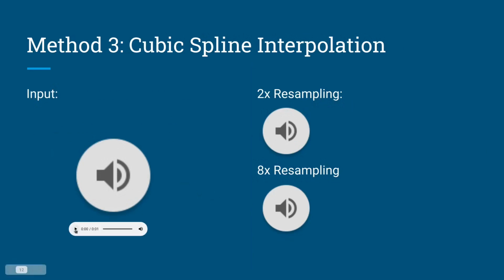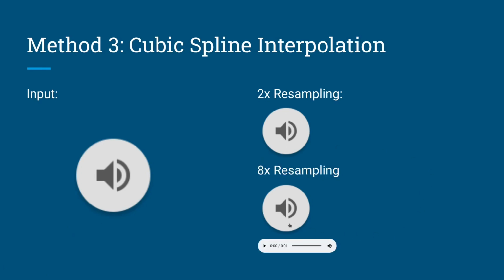First, here's our input wave, again, same as before. Here's 2x resampling, again, that is every other sample dropped and then restored. And finally, here's 8x resampling, which is dropping 7 out of 8 samples and then trying to restore them via the cubic spline.